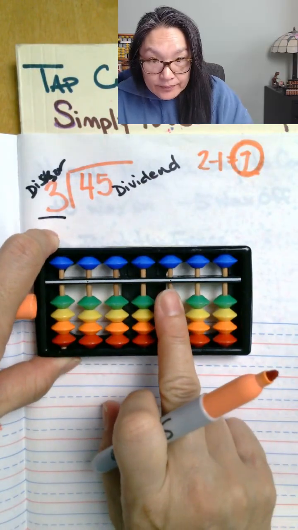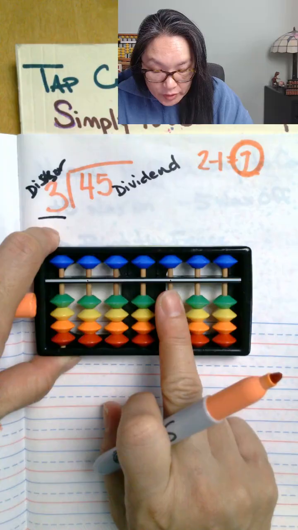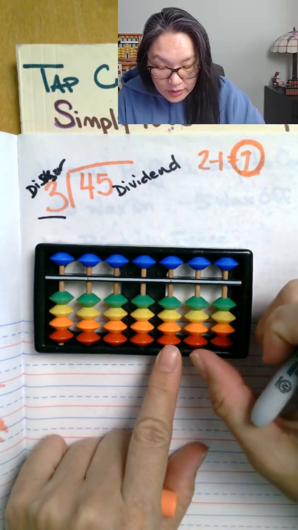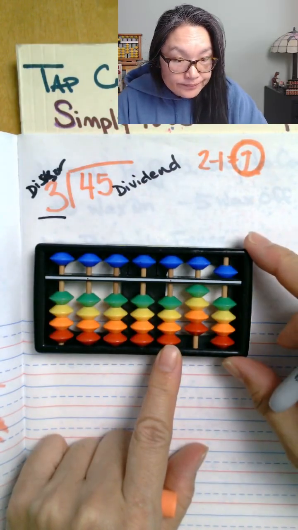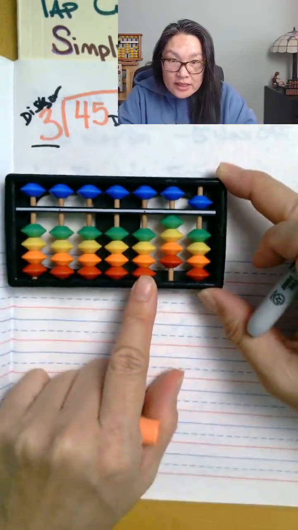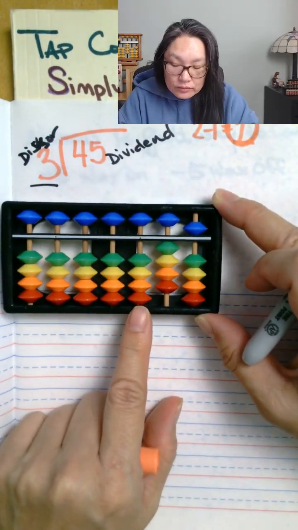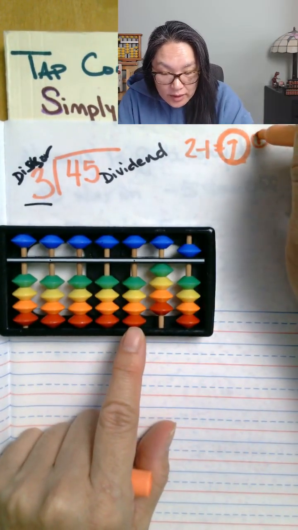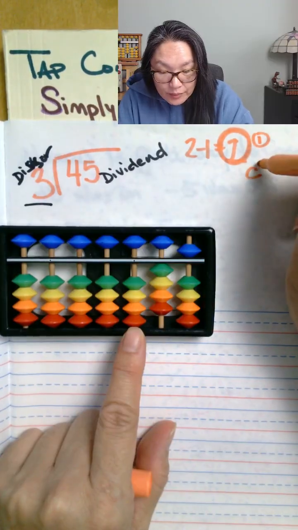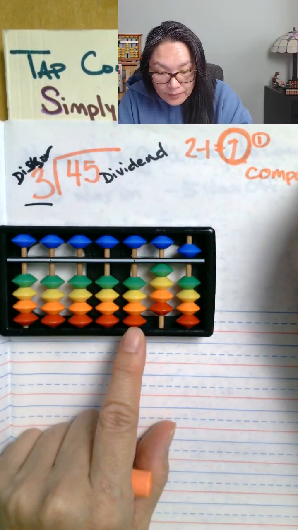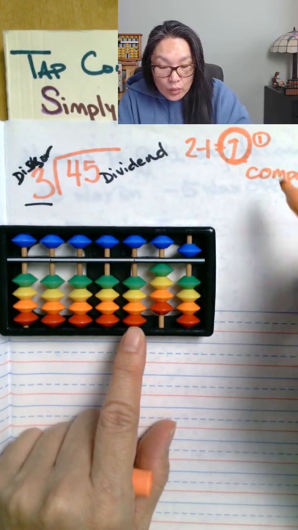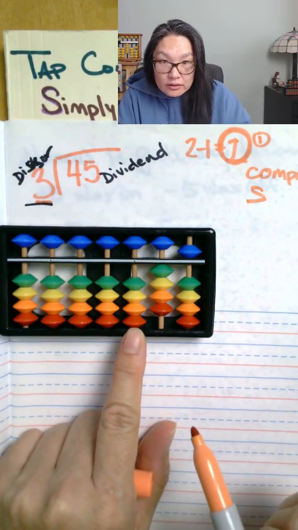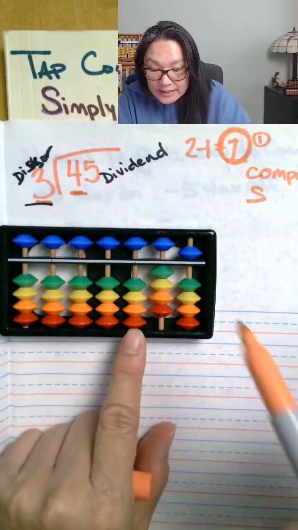That's where here is. So what we're going to do is put our dividend on the abacus. So we do 40 and then 5. Now the next thing we're going to do is compare. So we found our starting point. This is 1. That's our starting point. Now we got to compare. What are we comparing? We're going to compare our 1 digit divisor and our 1 digit on the dividend.